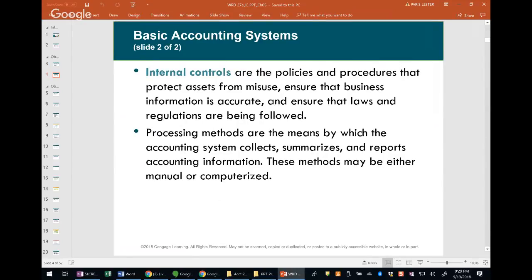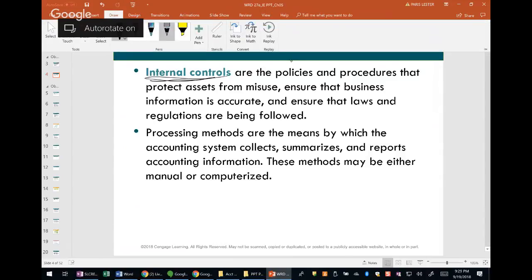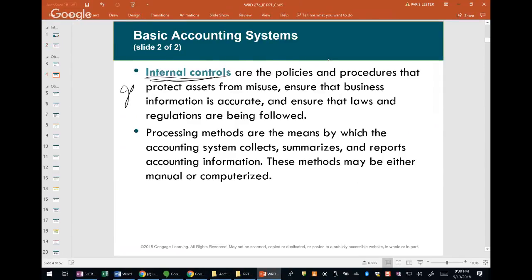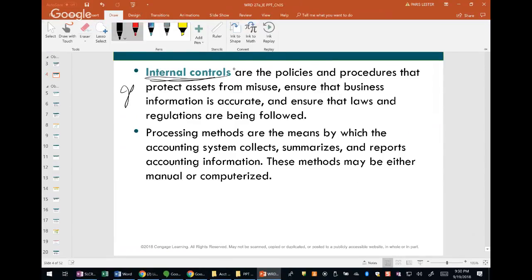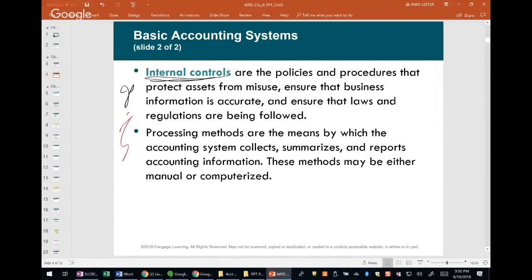All right, internal controls. Now let me write on PowerPoint. I don't know what draw might do for this one. It's not recognizing. If I wanted to write in red, yeah, it does. It's recognizing it on this one. Sometimes you have to click enable editing. Maybe that'll work on the other. It might. Okay.